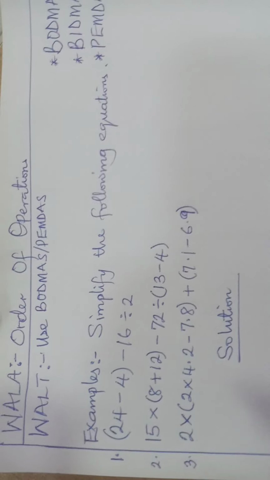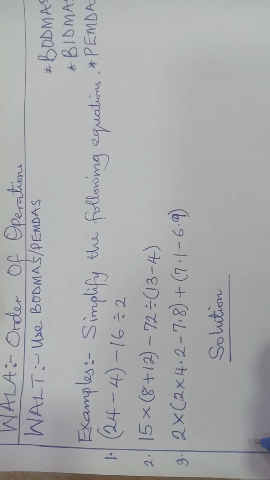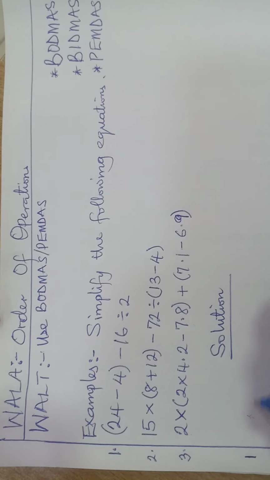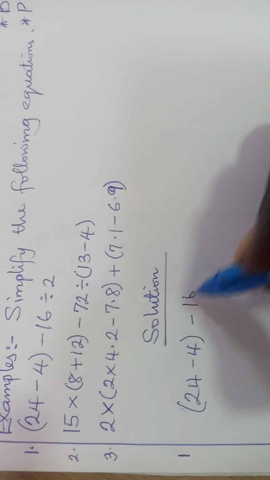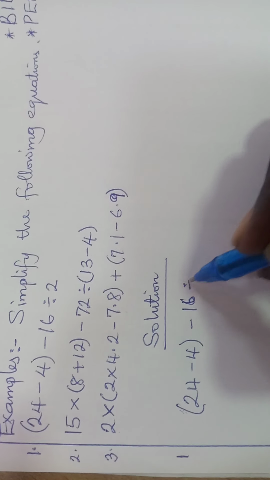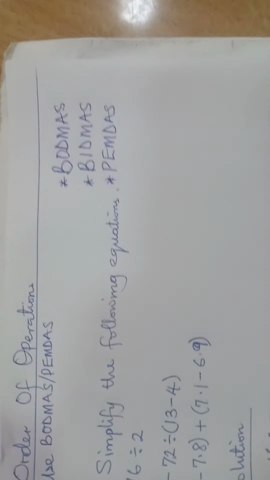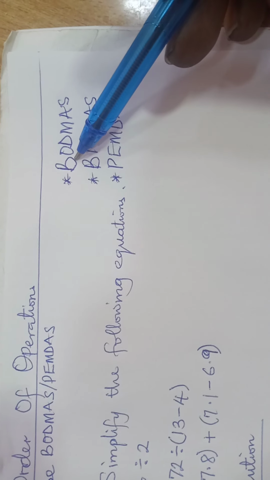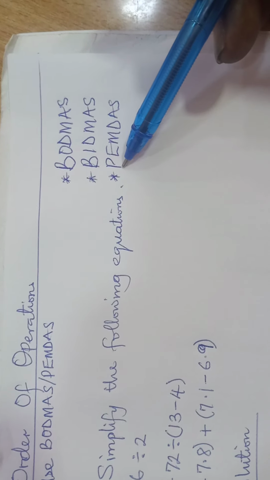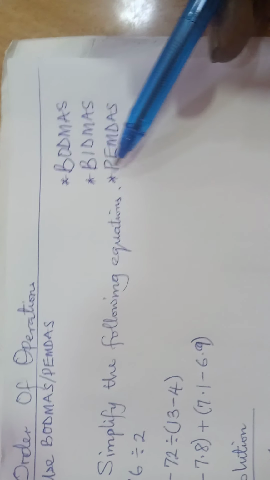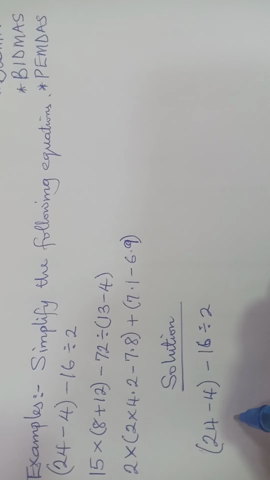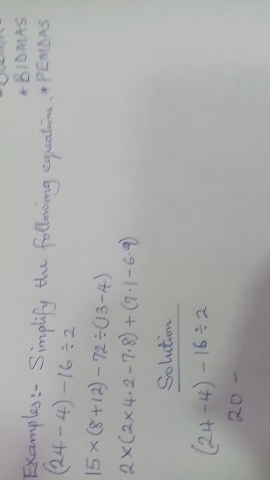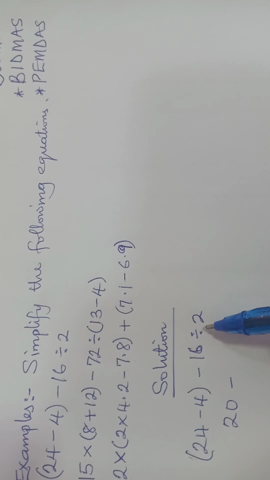Now, the first example, number 1, we have 24 minus 4, bracket close, minus 16 divided by 2. Now when you come to BODMAS, which one comes first? Brackets. And if it is PEMDAS you want to use as well, which one comes first? Parentheses, which also means bracket. So for this one, 24 minus 4 will be what? 20.